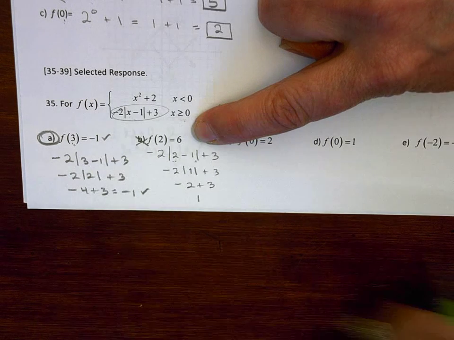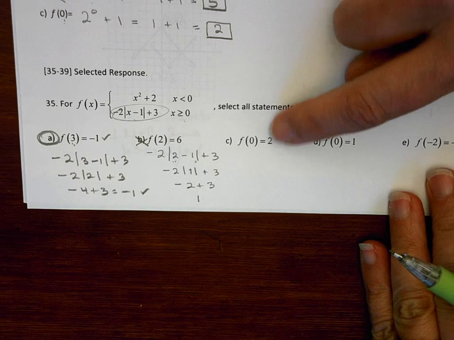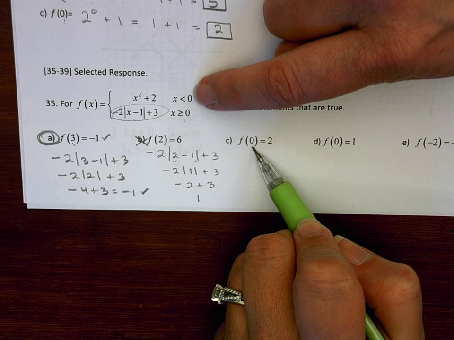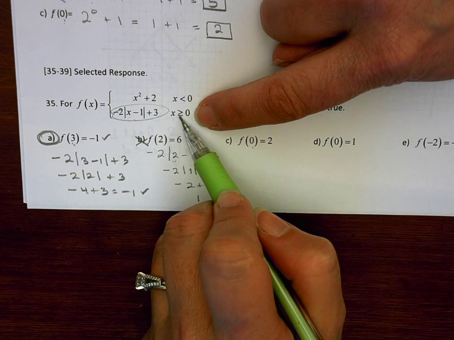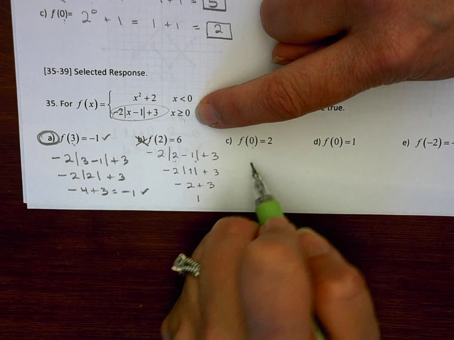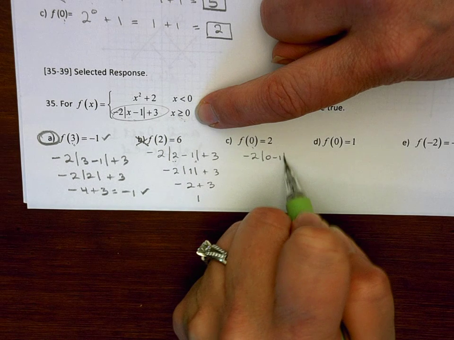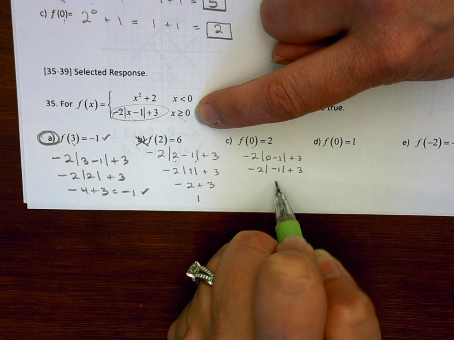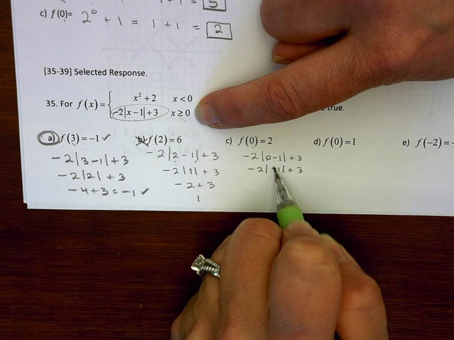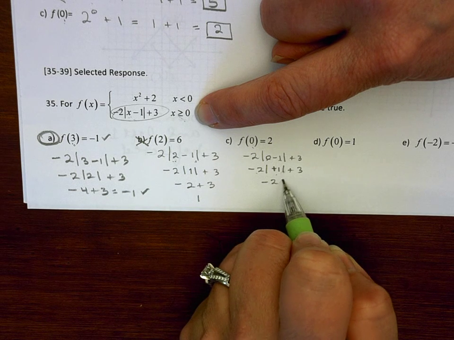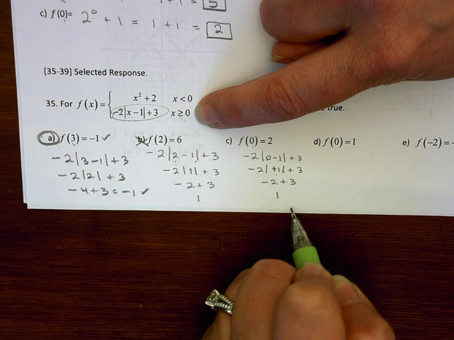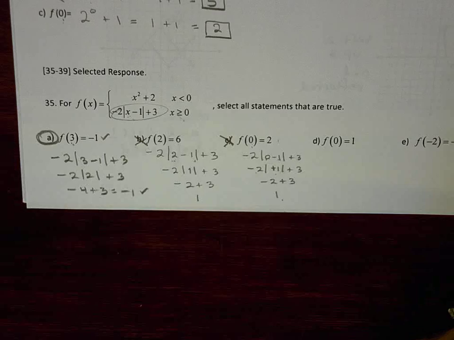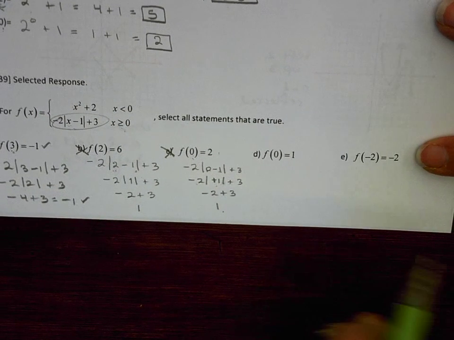Okay. Same thing again here. This time I want to pick where it's equal, so that's going to be this one because of the line. So now I'm going to replace x with 0. 0 minus 1 is negative 1. That's going to turn positive because of absolute value. So negative 2 times 1, and negative 2 plus 3. And they got a 2, not a 1, so they're wrong. Okay, and we just did that. So 0 was 1, so that's right.